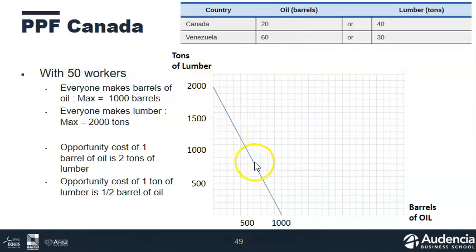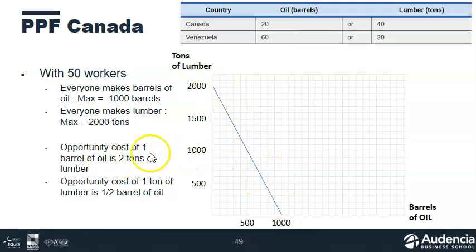And if I connect those points, we can see that this is the limit. I can't produce anything out here. I just can't get out here. I can obviously produce things that are inside there, but that's the limit of my economy.